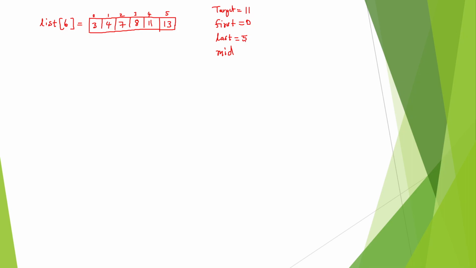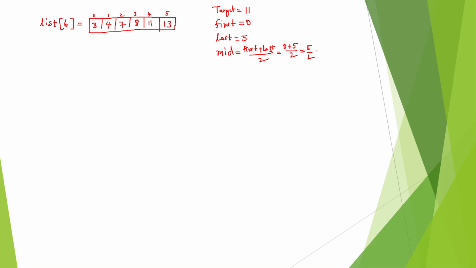First is 0, last is 5. So in the first iteration we calculate the mid. How do we calculate the mid? First plus last divided by 2. I'm writing the formula: first plus last divided by 2. First is 0 plus last is 5 divided by 2, so this is 5 by 2, and we are taking mid, first, last, all these as integers only.